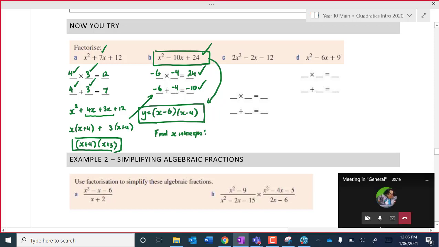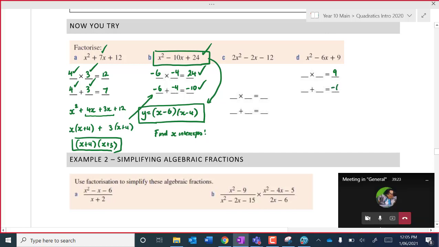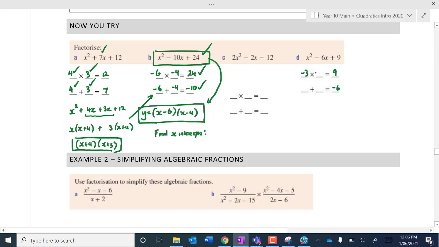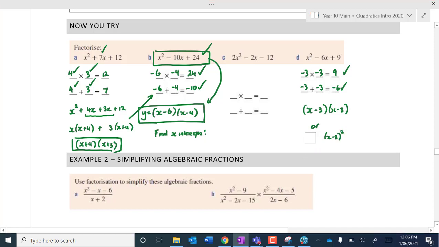Okay, and lastly, Oscar, I'll get you just to do this one with me. What did you get for this? We need two numbers that multiply to give 9 and add to give -6. -3 and -3, and -3 and -3 add to -6. So again, we can just use that as x minus 3 times x minus 3, or we could say that y is equal to x minus 3 squared if you like. We've just factorized that.